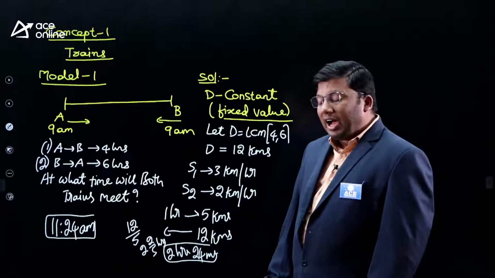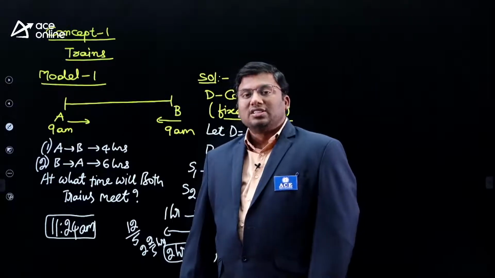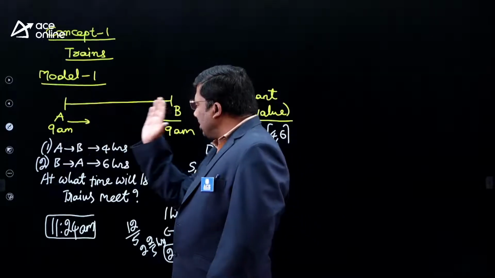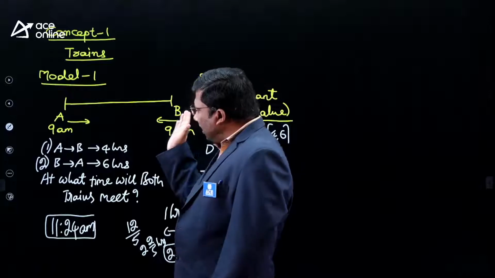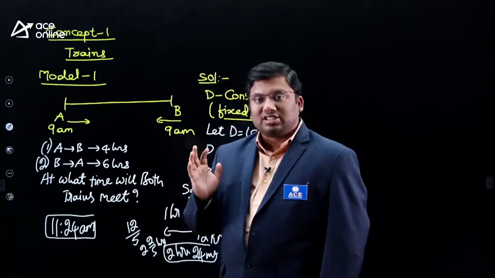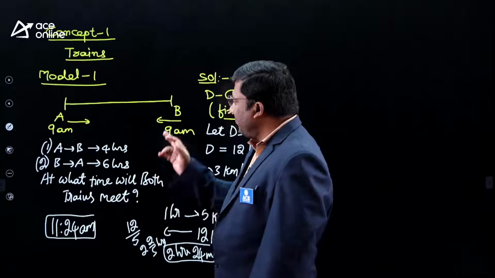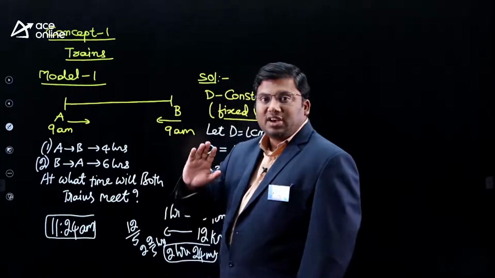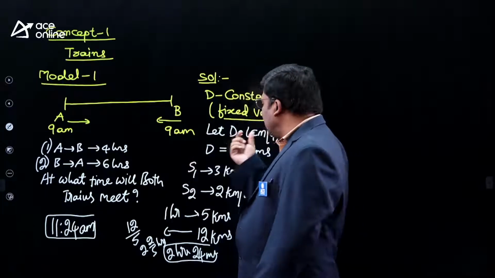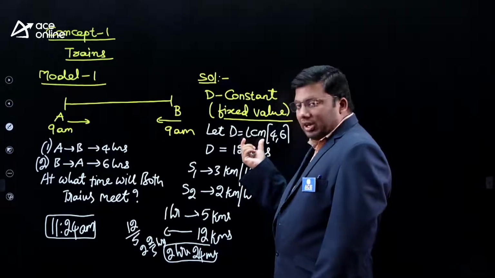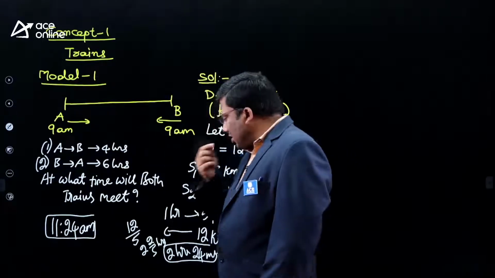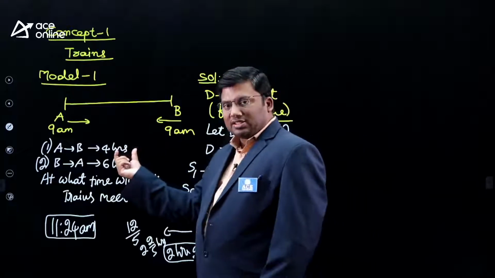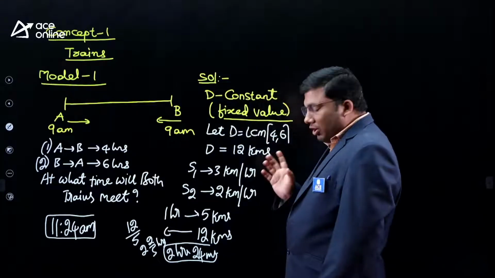Very easy question. I don't know why a lot of students go through some kind of stupid formulas. Again, 9 a.m., this train is moving from A to B, and this train is moving from B to A. What is constant? Distance is constant. This train is taking 4 hours, this train is taking 6 hours. Distance is 12 kilometers. 12 kilometers in 4 hours, so this will be 3 kilometers per hour. 12 kilometers in 6 hours, so this will be 2 kilometers per hour.